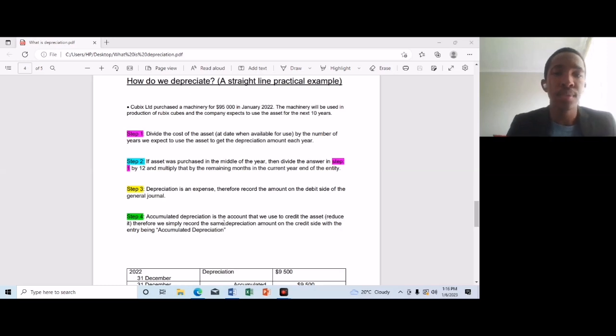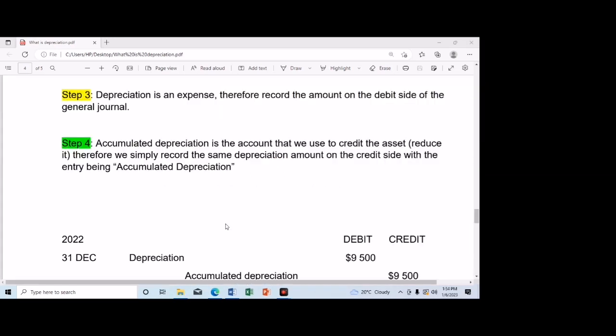So, in our example here, we purchased an asset for $95,000 in January 2022, and we expect to use it for the next 10 years. Let's assume that our year end is 31 December 2022. The first step is to divide the cost of the asset, which is 95,000, by 10 to get $9,500 as the depreciation expense for the year ended 2022. That will be depreciation at the end of the year.